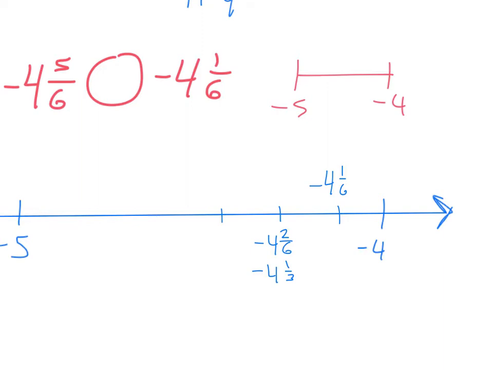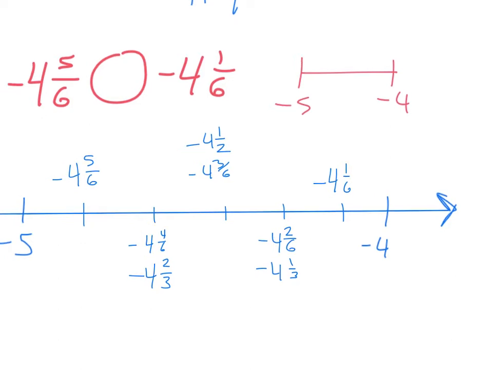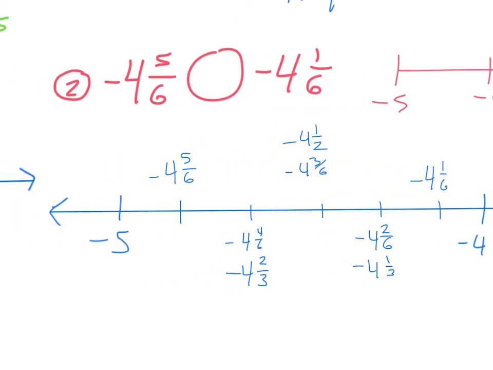And then the next one, negative 4 and 3/6, but 3/6 simplifies to 1/2. The next one, negative 4 and 4/6, but we can also simplify that, so that becomes negative 4 and 2/3. The next would be 5/6, and that doesn't simplify. And then the next thing would be negative 4 and 6/6, but 6/6 is 1, and so we are correct, because that would be a negative 4 plus a negative 1, which would be negative 5. So here we go. Now we can graph.